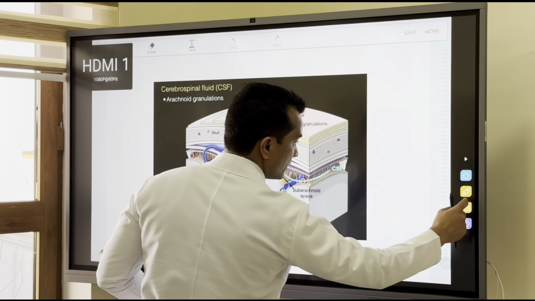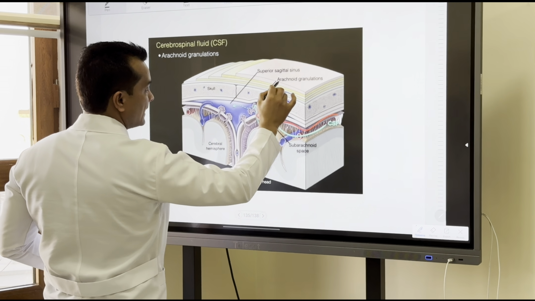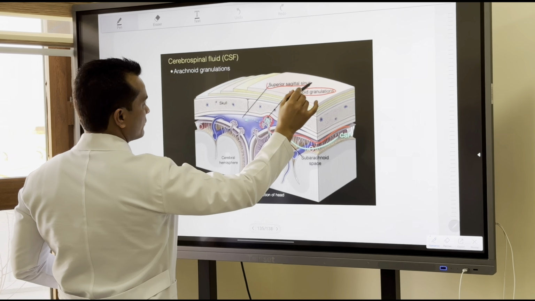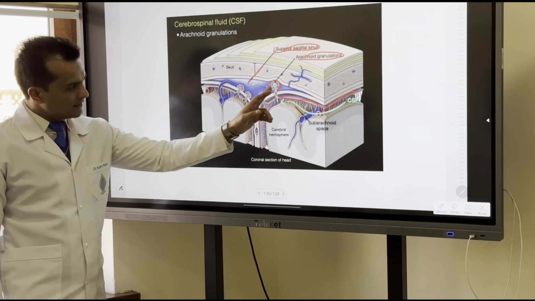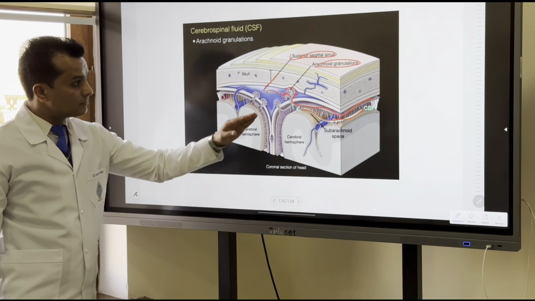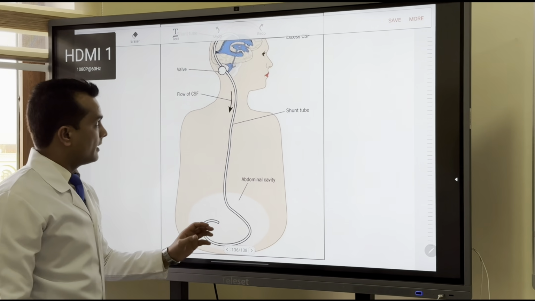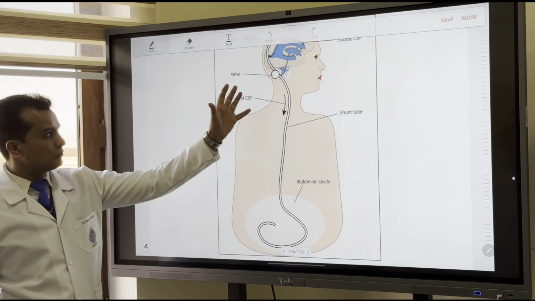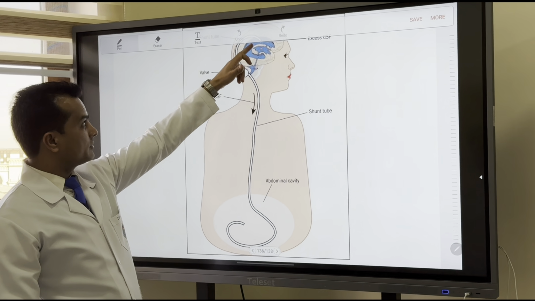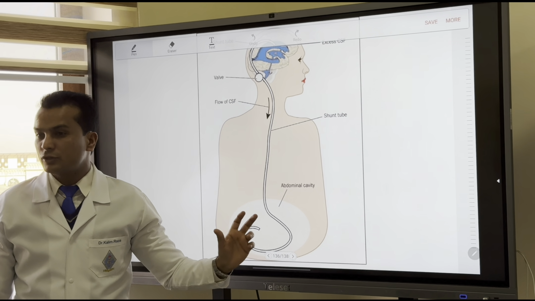So here you can see another structure, this is your subarachnoid space, and this is your arachnoid granulations. The arachnoid granulations are draining this CSF into sinuses. And this is which sinus? Superior sagittal sinus. Arachnoid granulation draining into the superior sagittal sinus. You understood? Yes. And this is another one of the most common procedures in case of hydrocephalus, when we connect a shunt from the lateral ventricle into your peritoneal cavity. This is called VPS, ventriculoperitoneal shunt.